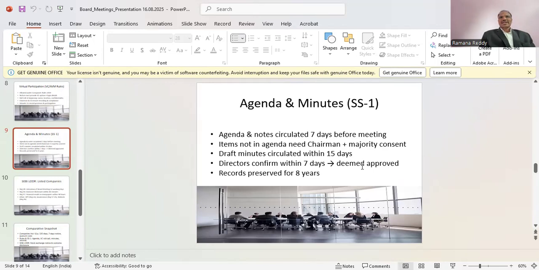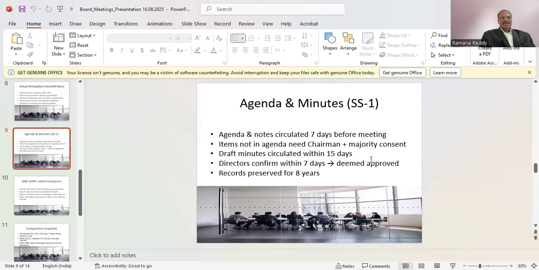So notice is mandatory under the Companies Act. And Secretarial Standard 1, SS-1, requires the agenda notes to be circulated at least 7 days before the meeting, outlining the items and background. The notice must state the serial number, date, time, venue, and VC link. Supporting documents and background must accompany the notice or be sent soon after.